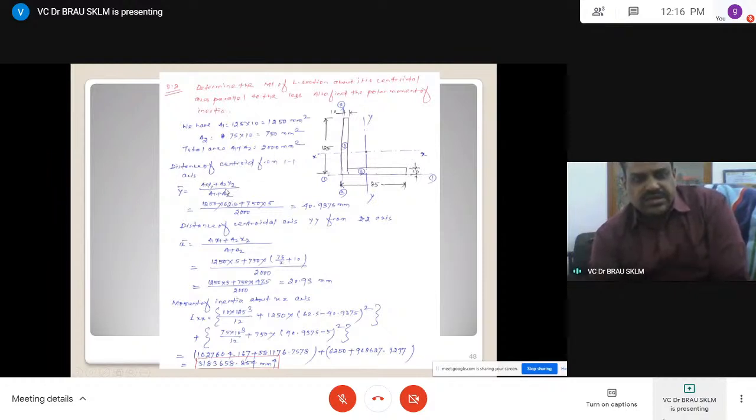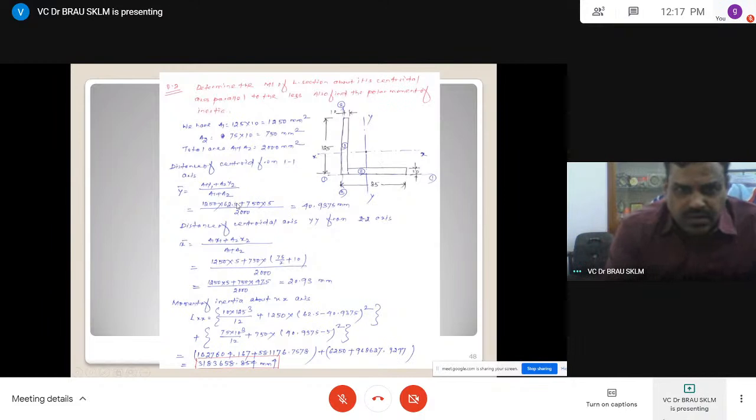A1 y1 plus A2 y2 divided by A1 plus A2. A1 is this 125, and this one is 10. Since it is measured from the base, there is no need of adding 10. Out of this, half is 62.5. A1 y1, whereas in this case 5, 750 into 5, divided by A1 plus A2. This is the centroid distance from the centroidal axis yy, about this one xx.